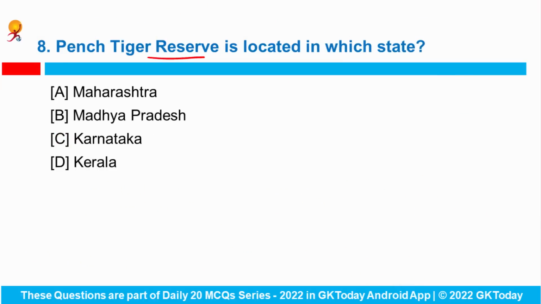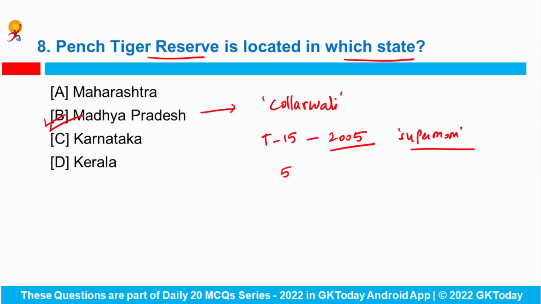Pench Tiger Reserve is located in which state? So Pench Tiger Reserve is located in the state of Madhya Pradesh, and it was seen in the news because its most famous tiger, named Collarwali, recently passed away. She was born in the year 2015, and she is fondly called Super Mom because she gave birth to 5 cubs in a litter, and she birthed 29 cubs in total and successfully raised 25 of them.